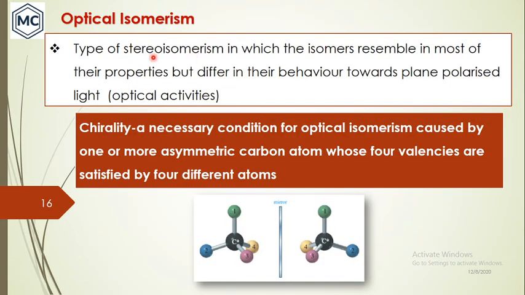Optical isomerism is the type of stereoisomerism in which isomers resemble each other in most of their properties but differ in their behavior towards plane polarized light, that is, optical activity. Chirality is a necessary condition for optical isomerism, caused by one or more asymmetric carbon atoms whose four valencies are satisfied by four different atoms. In this chiral carbon, attached to four different atoms, this is the mirror image, and it is a non-superimposable mirror image.